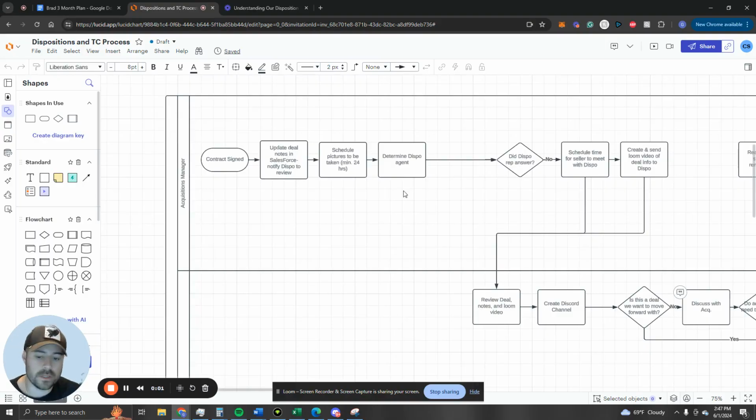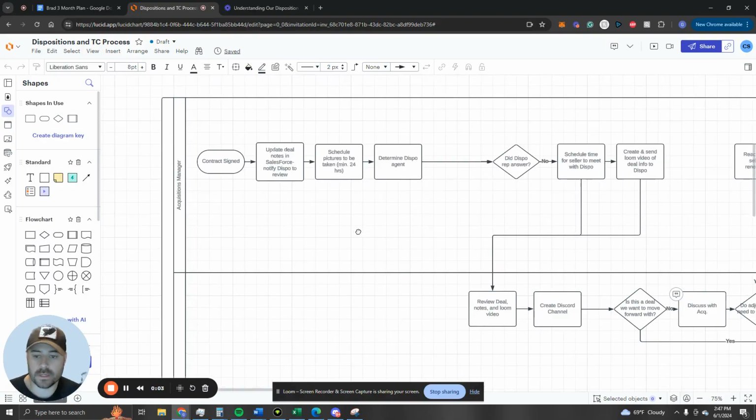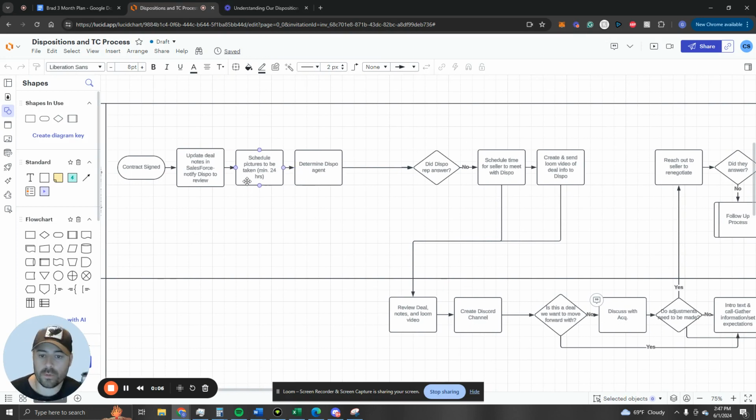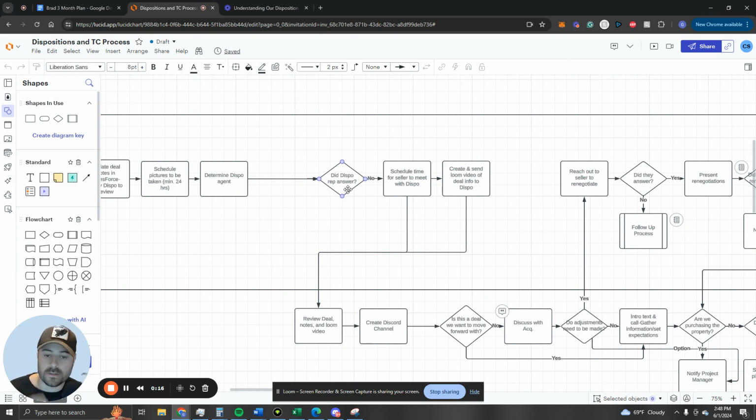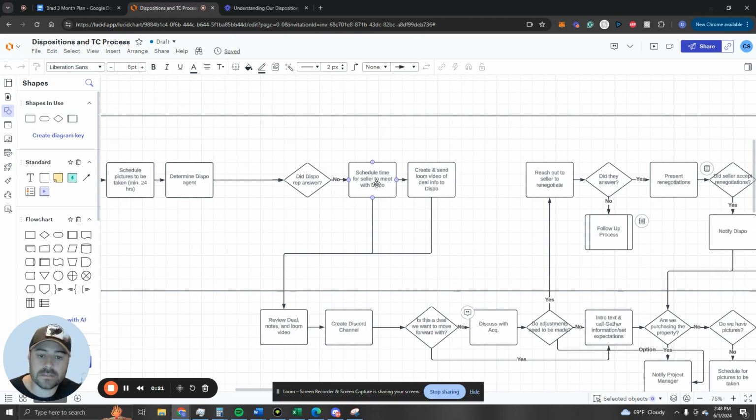This whole box up here is literally just for acquisition managers. So this isn't what we're doing, but I'm just going through here, right? They'll schedule pictures with the seller, the acquisition agent, not us. They'll determine what Dispo agent is next to get this deal. Then, did the rep answer them? Meaning, did they let them know that they're the next person? Yes. They'll schedule a time for the seller to meet with the Dispo agent to do an intro call. And they'll create a Loom video that you'll have access to see and note any special deals or info about these deals. Remember, all these boxes will have onboarding of what each one means.